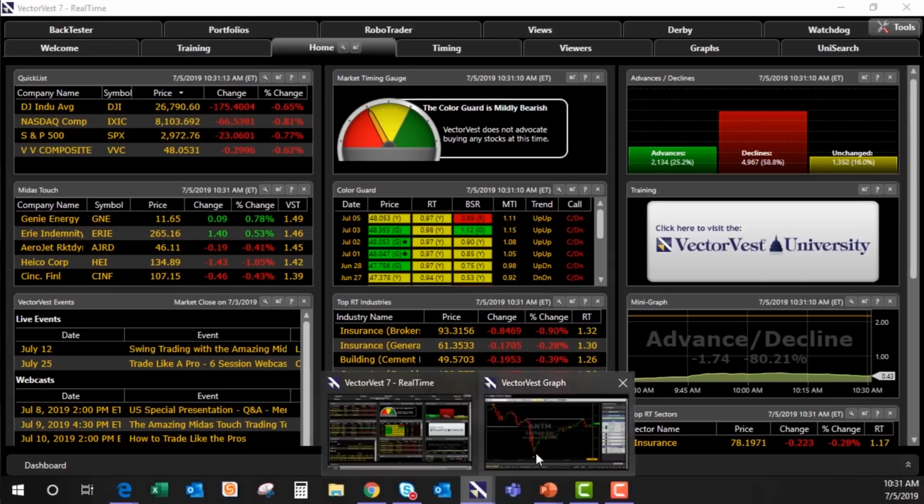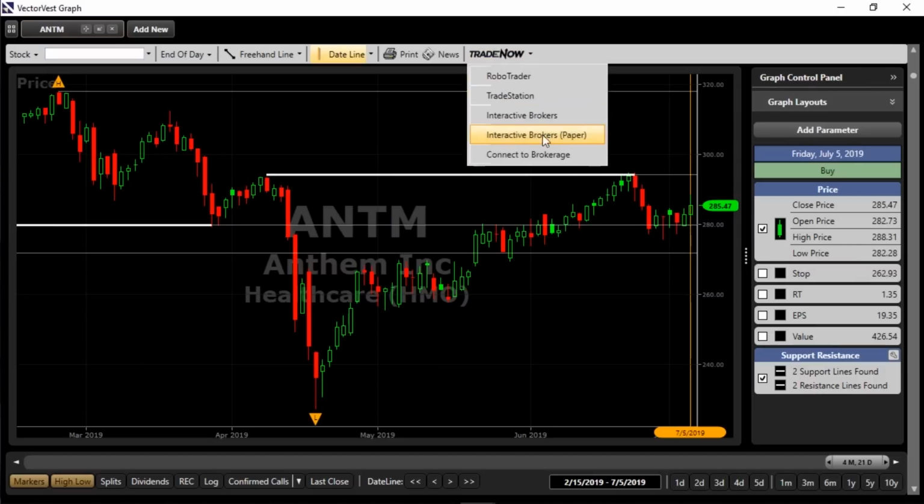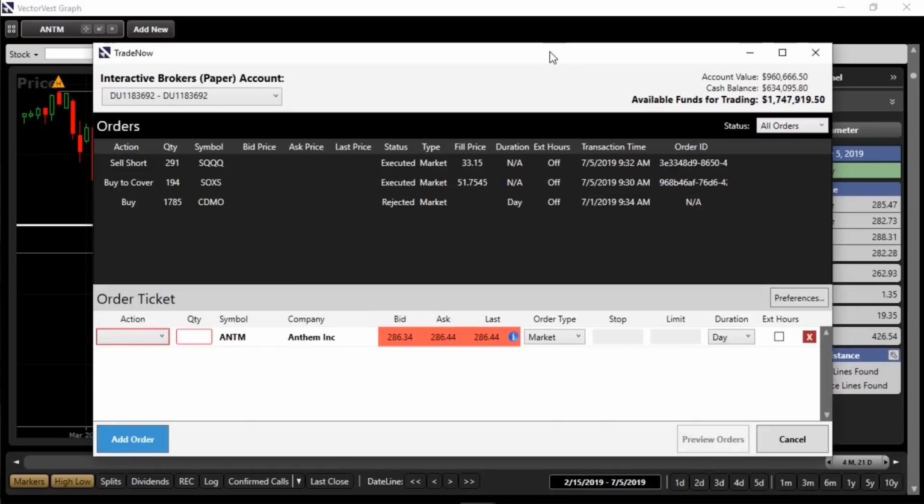Going back to the chart, I got my support retracement on July 3rd, which was Wednesday, and I have my follow through today. My setup on July 2nd, when price hit support, my trigger on July 3rd, when price retraced from support, and then my follow through today as price is moving higher. That's my cue to actually enter the order. So if I were to do that, I'm going to click on Trade Now, and I'm going to select Interactive Brokers Paper.